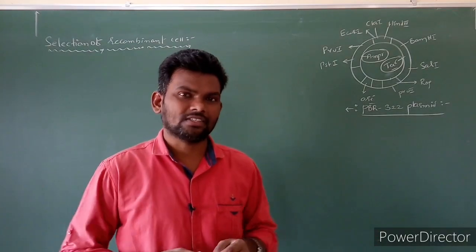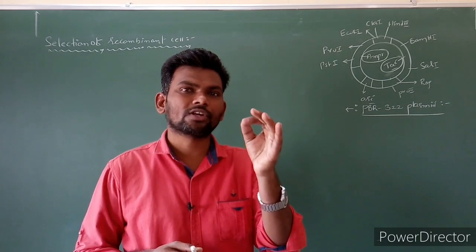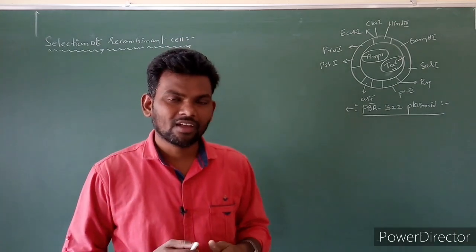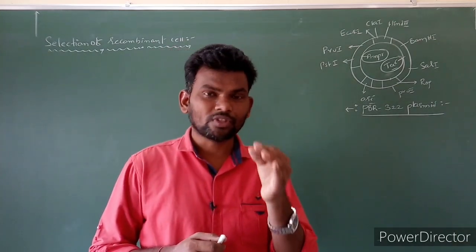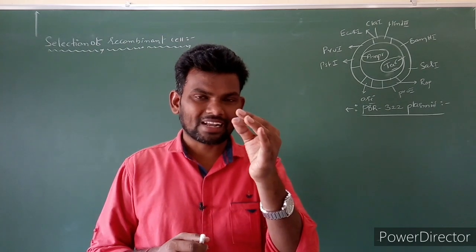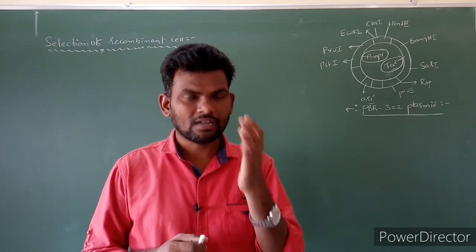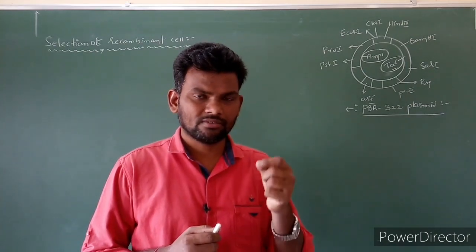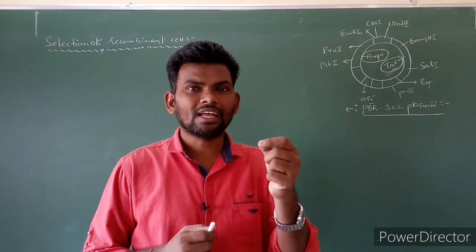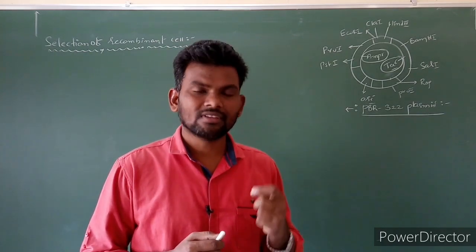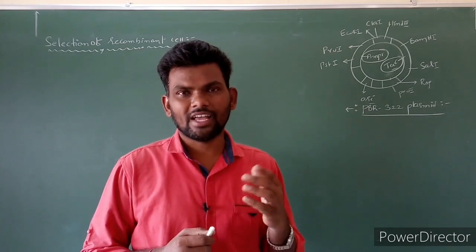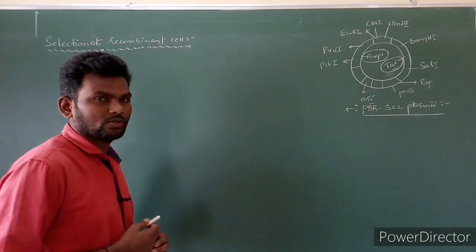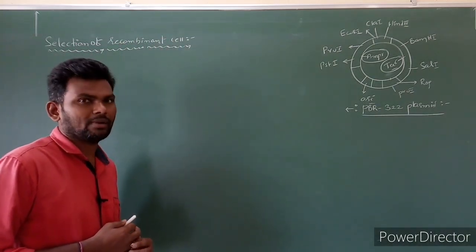Today's class is how to select recombinant bacteria or cells from non-recombinant bacteria. The selection process is done with the help of selectable marker genes. Generally, some bacteria code for resistance to antibiotics, such as tetracycline, ampicillin, and kanamycin. Clear? Let's write how this is useful for selection of recombinant plasmid.